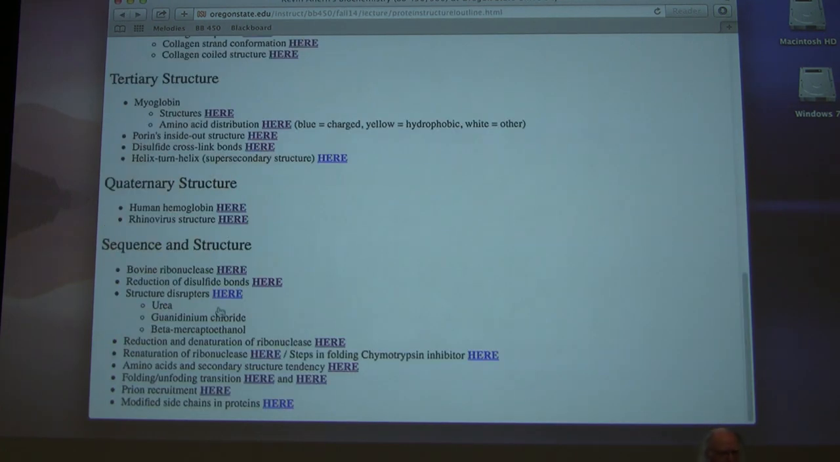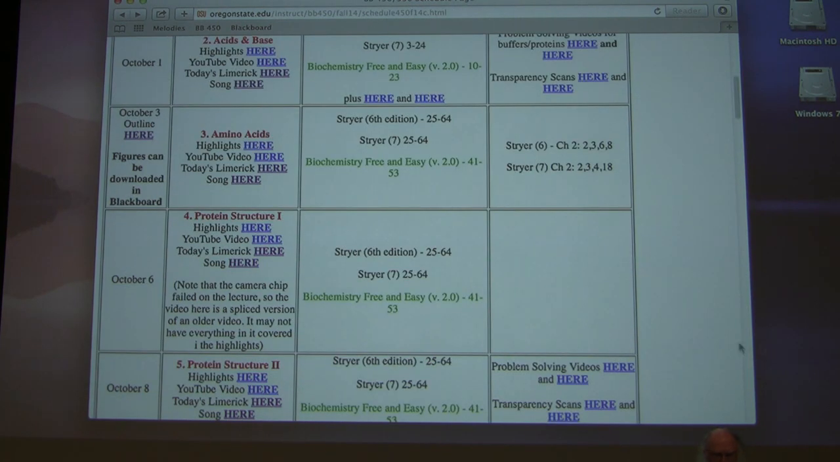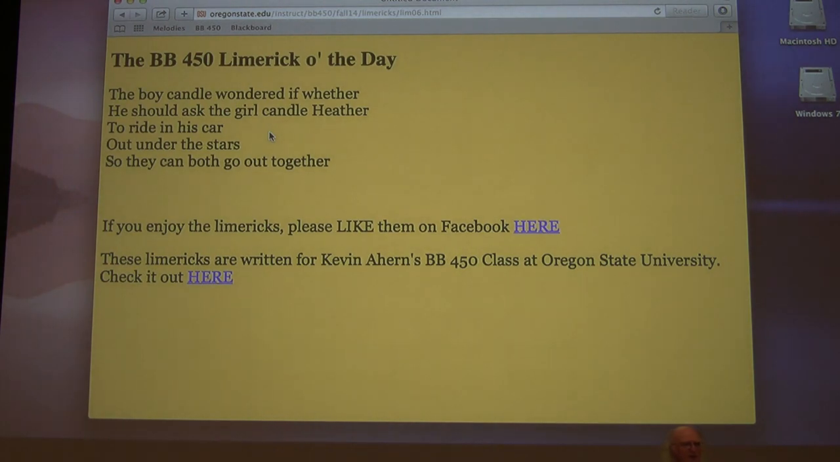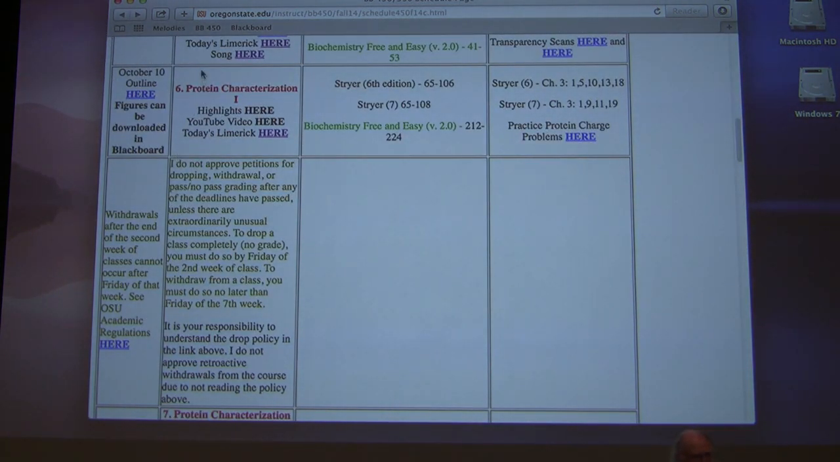Obviously, as I say, these usually spark a variety of thoughts and questions. Let's turn our attention. Oh, and I haven't done the limerick for the day, so I should do the limerick for the day at this point. The limerick. Okay. The boy candle wondered whether he should ask out the girl candle Heather to ride in his car out under the stars so they can both go out together. Woo! Okay. All right.